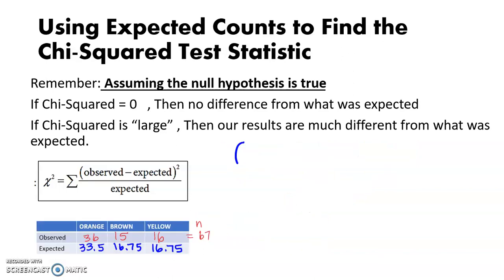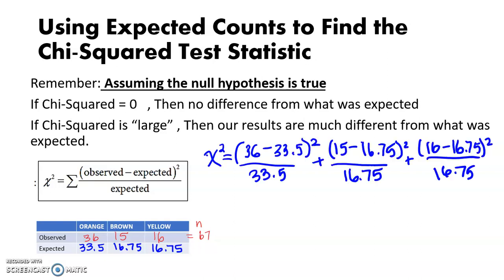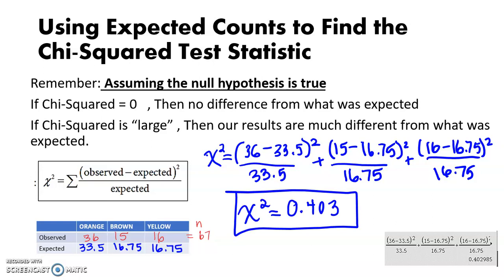All right, so here's our other example. These were the Reese's Pieces. We, in the bag, got 36, 15, and 16. That was 67, with expected values of 33.5 and then 16.75. So again, the chi-squared value would be the observed number minus the expected number squared all over that expected number. And I did this again in my calculator, and I ended up with 0.402 and some change there. And I went ahead and put 3 decimal places on that one.